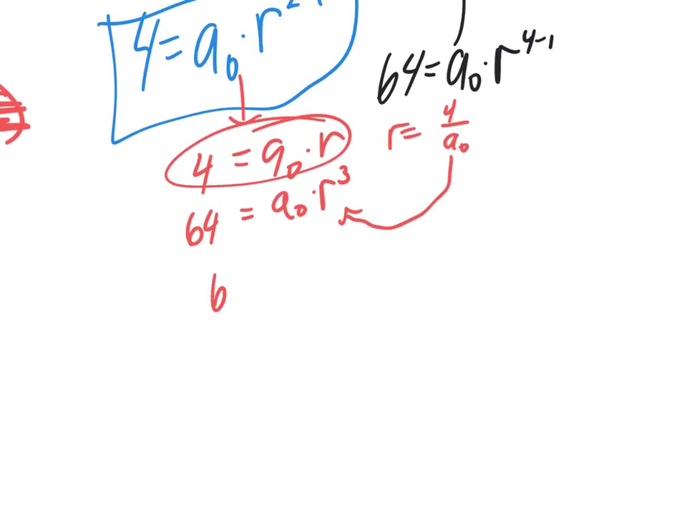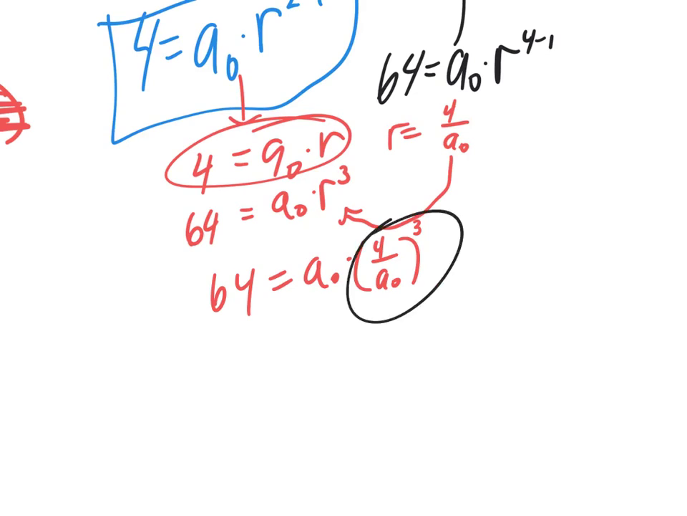And now I have 64 equals a sub 0 times r, which is 4 over a sub 0, to the third. Now be careful, you cannot cancel this and this. Can't cancel that, because that power has to be done first. So then it's really 4 to the third, which is 64, over a sub 0 to the third, times a sub 0.